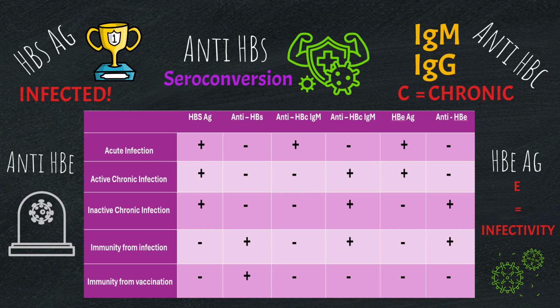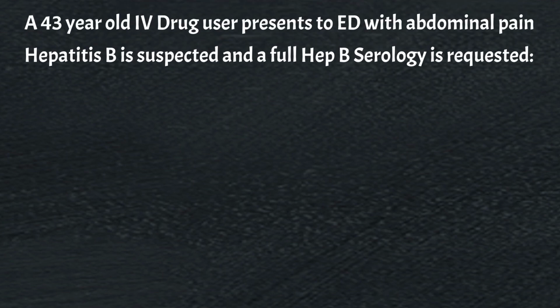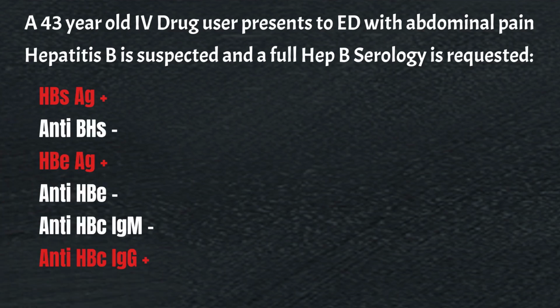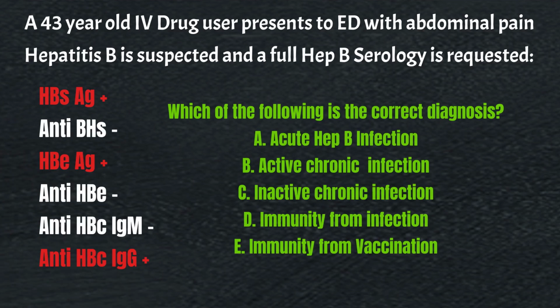Now, let's put all of this into practice with a question. I won't give you much clinical details to see how well you can interpret the serology. A 43-year-old IV drug user presents to the emergency department with abdominal pain. Hepatitis B is suspected and a full Hep B serology is requested. You can see the result of the serology below, and the question is, which of the following is the correct diagnosis? Acute Hep B infection, active chronic infection, inactive chronic infection, immunity from infection, or immunity from vaccination. Now you can pause the video for a second and answer the question.